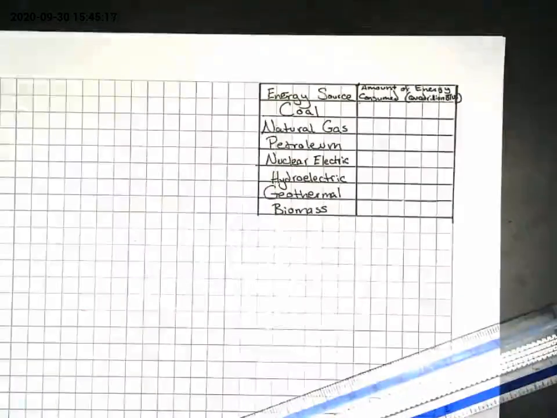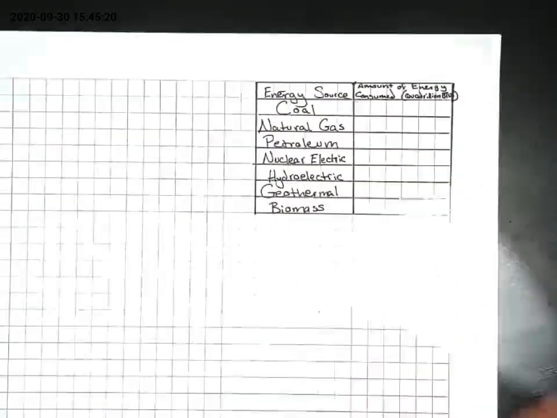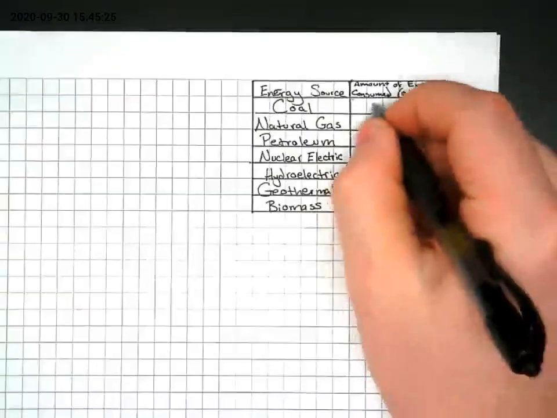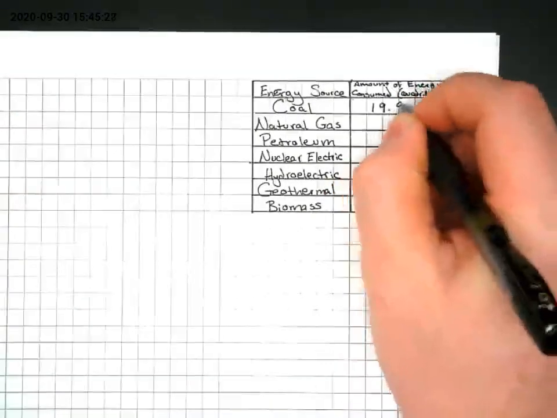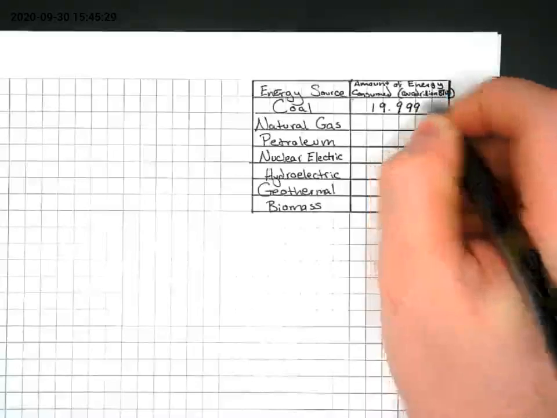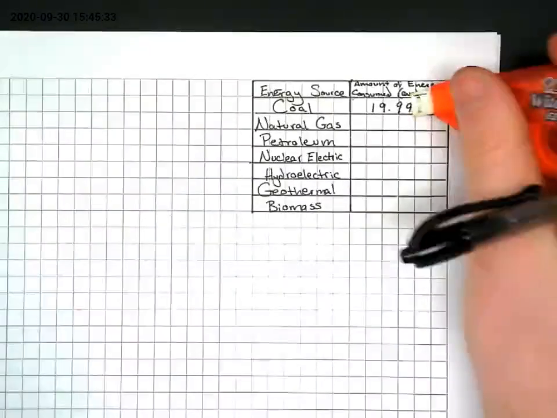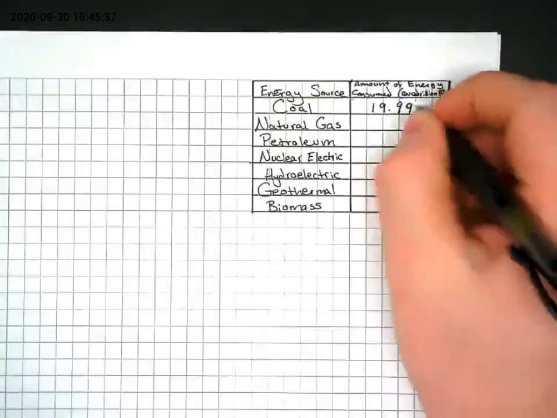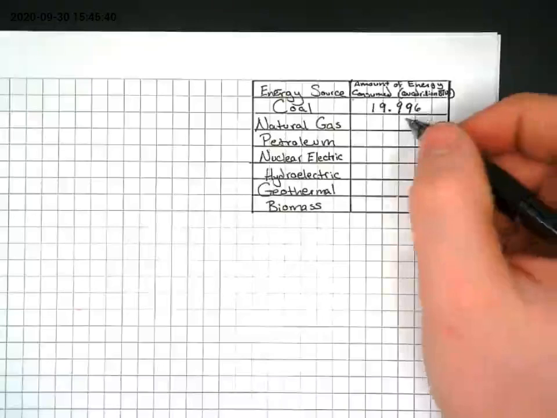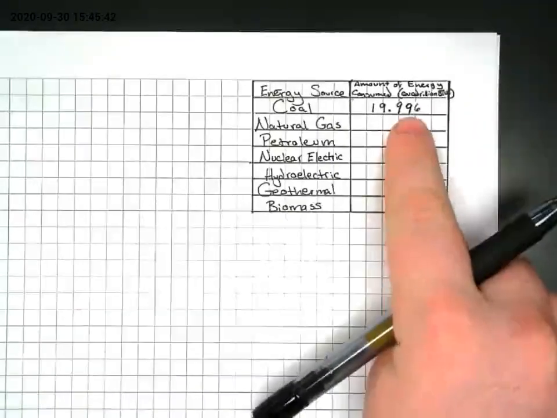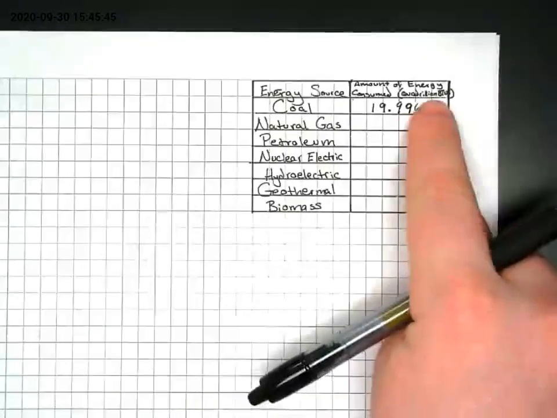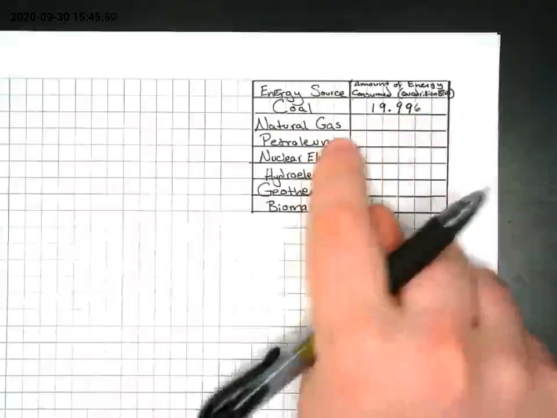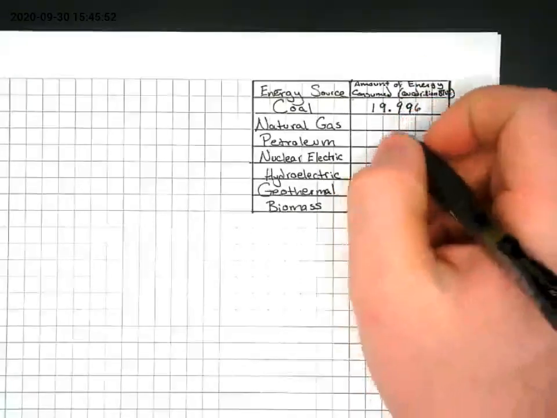Okay, and then we've got our data table. Now all we got to do is fill this in. So let's see. Coal used up 19.2996, not 999, sorry. Insert movie reference there. Okay. Now again, remember, we don't have to put our units in every time with these because we've got our units up here in parentheses in our header, so we don't have to worry about putting quadrillion BTUs after every single number here.